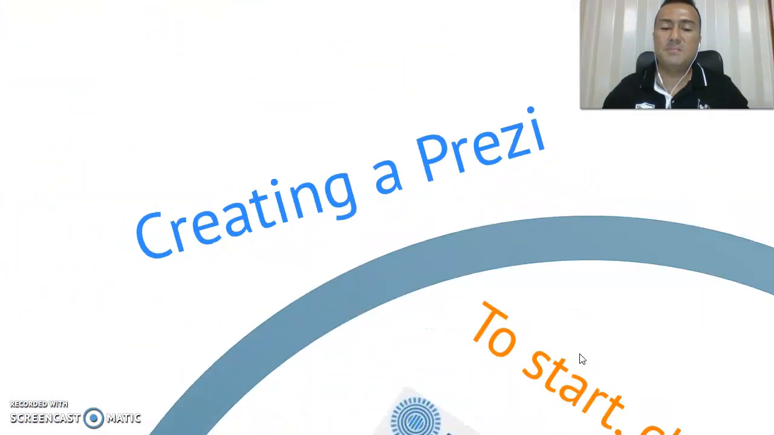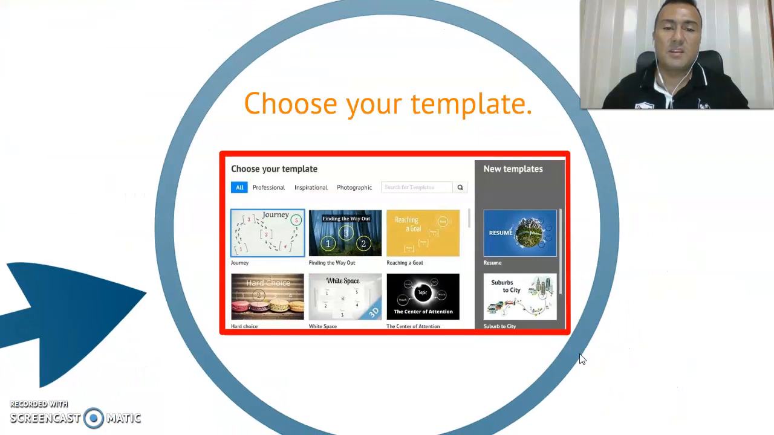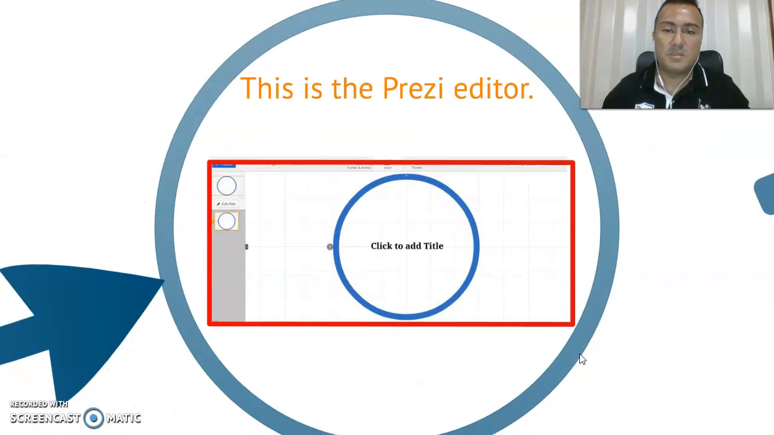Creating a Prezi. To start, click on New Prezi. Choose your template. Maybe you can choose professional, inspirational, or photography. This is the Prezi editor.